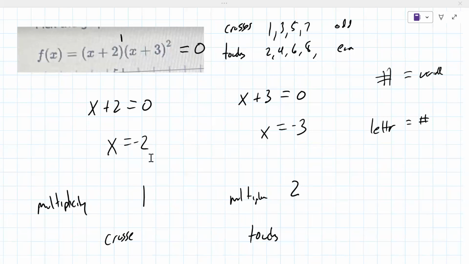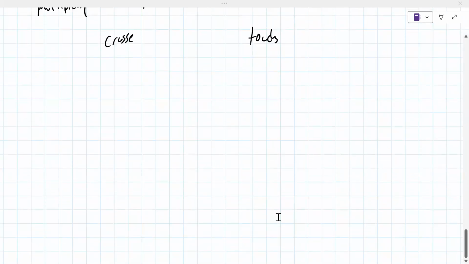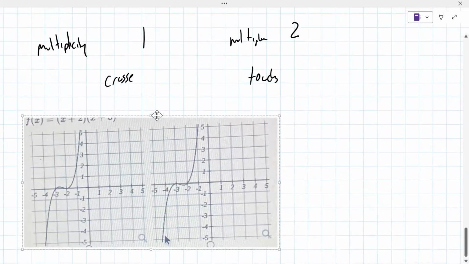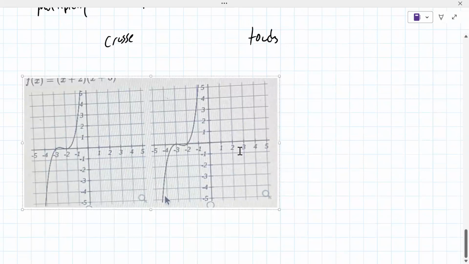So we're looking for a graph that crosses at -2, but touches at -3. Let me grab the graphs here again. Crosses at -2, touches at -3. Do either of these graphs do that? It ends at -2, crosses. These are different, right? Crosses, touches, touches, crosses. We're looking for the one that crosses at -2 and touches at -3. Which of these is that?